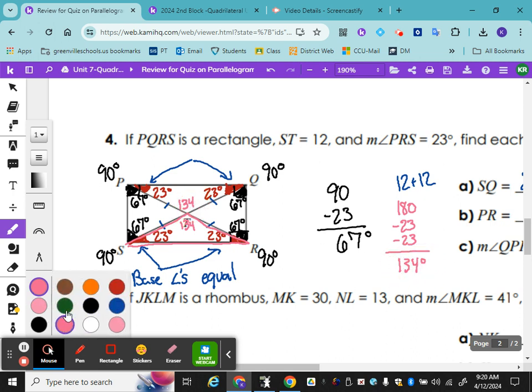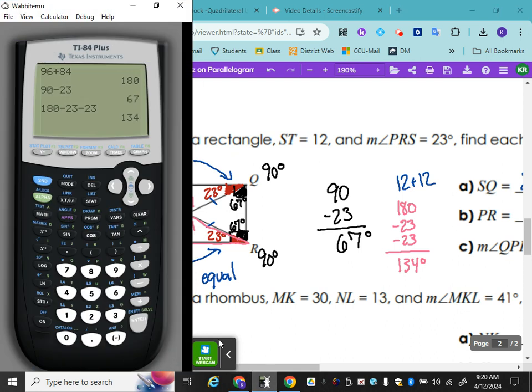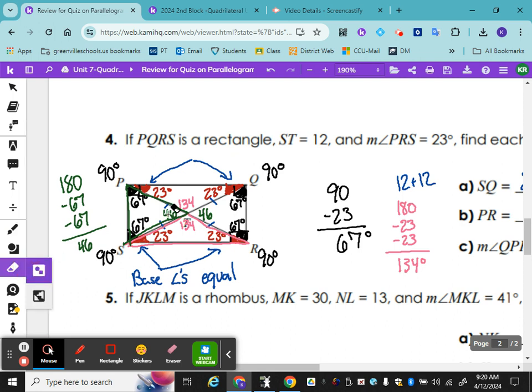And then I'm going to do that again for this triangle. 180 minus 67 minus 67. It's 46. So this angle is 46, and this angle is 46. So now we have every single angle I could possibly ask you for. We just have to identify them.